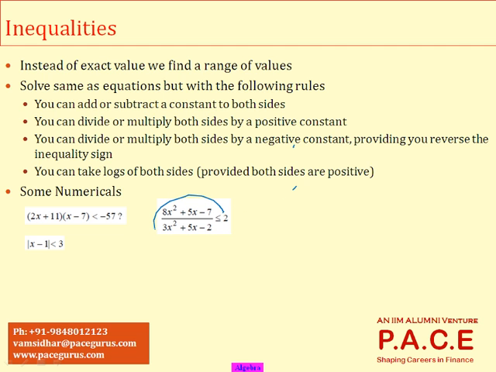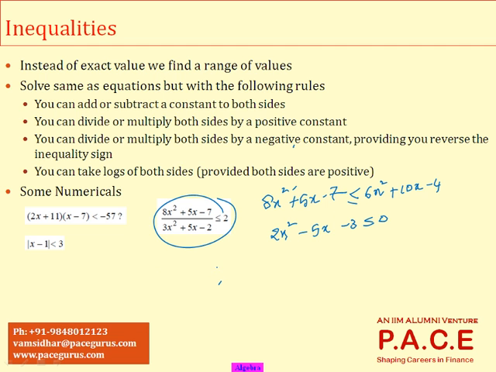Let me solve this question also, to simplify for you. 8x squared plus 5x minus 7 less than or equal to, I'll do a cross multiplication directly, 6x squared plus 10x minus 4. Take it to the other side: 2x squared minus 5x minus 3 less than or equal to 0. If I am able to find the roots, fair enough. Otherwise, I'll find x using minus b plus or minus square root of b squared minus 4ac: 4 into 2, 8 into minus 3, minus 24. So it becomes 49.